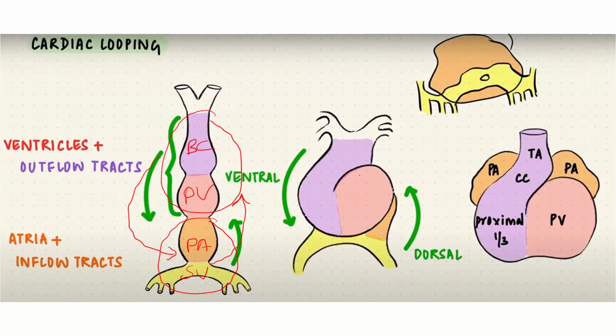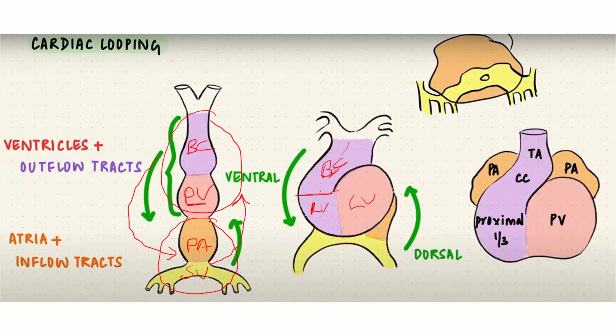So as you can see illustrated here, that is the bulbous cordis. And you can see that the proximal one-third here will actually form part of the right ventricle. This primitive ventricle here will form part of the left ventricle. It's starting to take the shape of the heart which you know. And then this will form the outflow tract, the conus cordis and the truncus arteriosus.